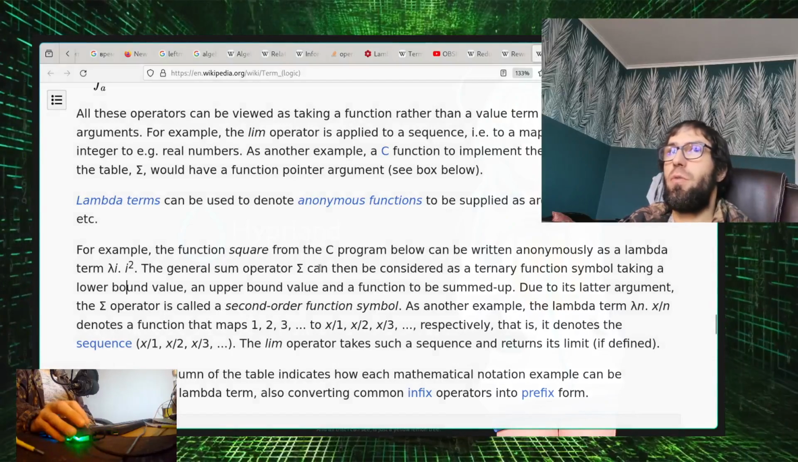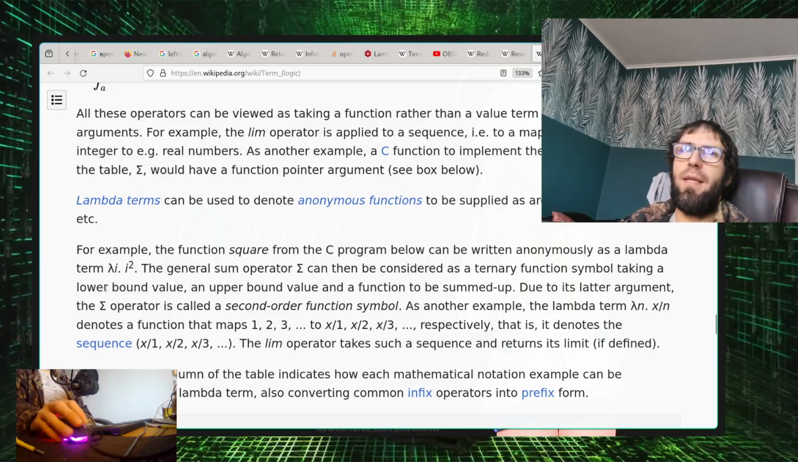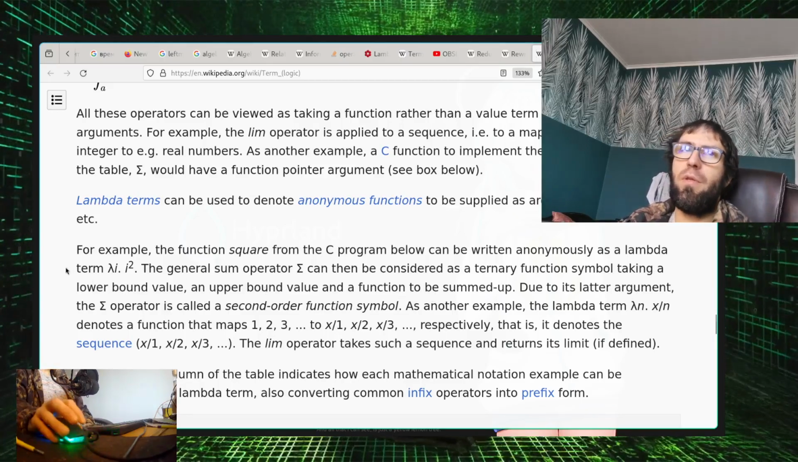And the general sum operator can be considered as a ternary function symbol taking a lower bound value, an upper bound value, and a function to be summed up, for example, this lambda function.